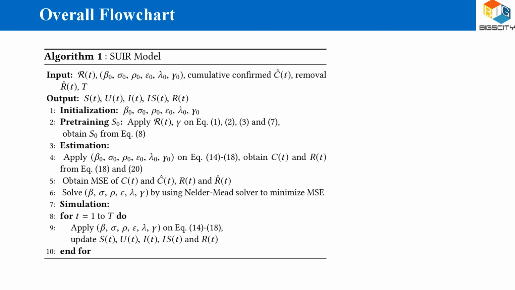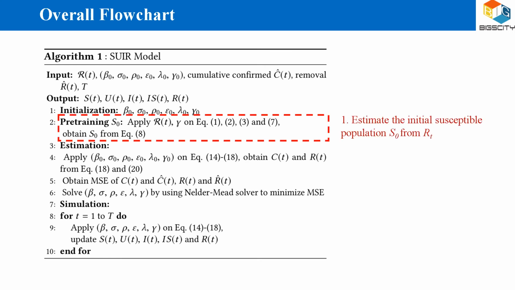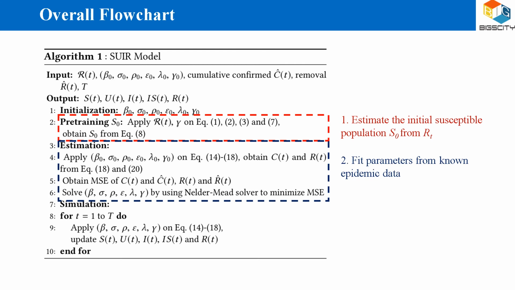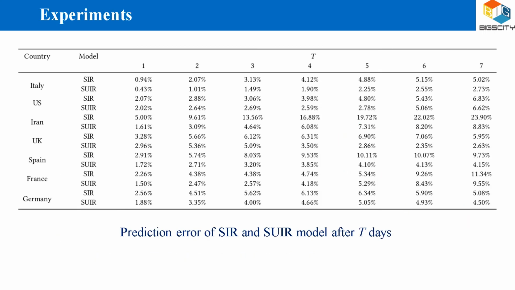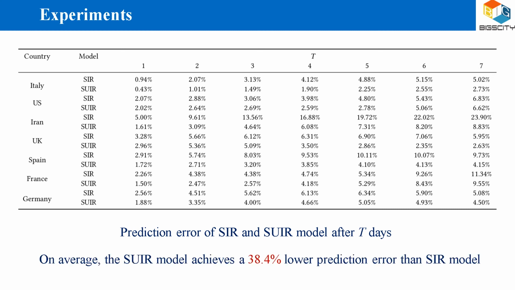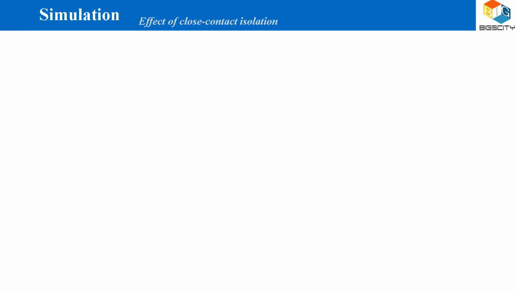Generally, there are 3 steps in the SUIR model. The first one is a preliminary experiment to estimate S0. The second one is to feed parameters from epidemic data. The third one is to run simulation or prediction. This table presents the prediction error of the SIR and SUIR models. It's obvious that the SUIR model can achieve lower estimation errors than the SIR model.